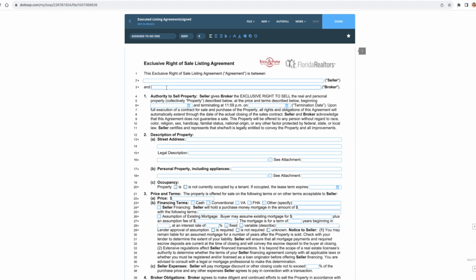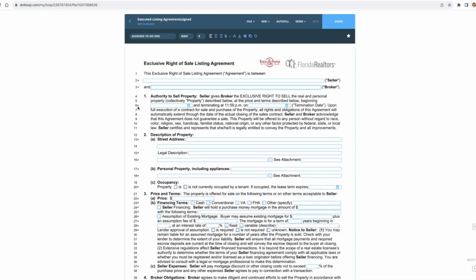Line 3 is the brokerage. It says broker. It does not mean Vicki Morrison. It means Bricks and Mortar Real Estate and Development. This is a listing that you have gotten on your own and that you are working, but all listings belong to the brokerage. So then down here on line 6, you're in the exclusive right to sell listing agreement.